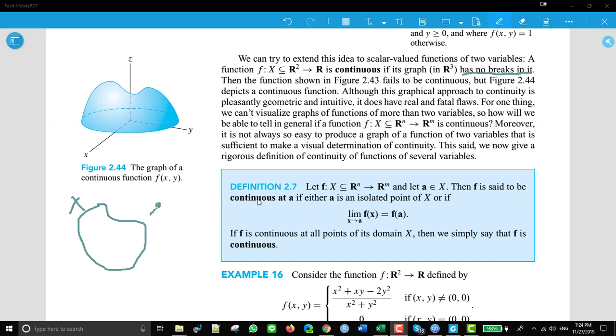But that's just a kind of anomaly. We don't really have to think about that, generally speaking.